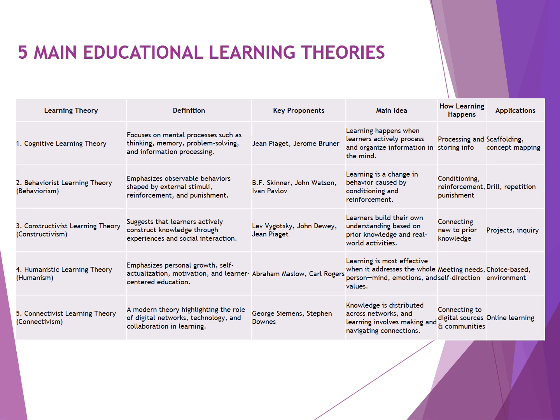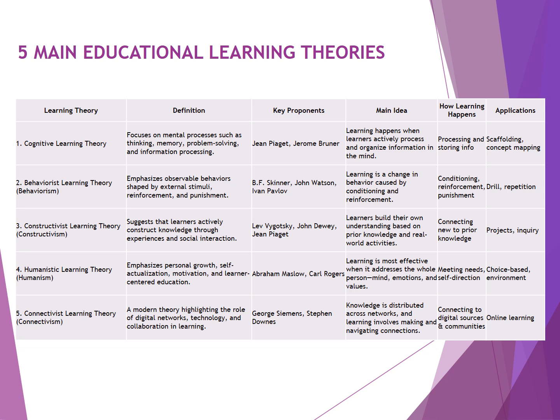4. Humanistic learning theory, humanism. Definition: emphasizes personal growth, self-actualization, motivation, and learner-centered education. Key proponents: Abraham Maslow, Carl Rogers. Main idea: learning is most effective when it addresses the whole person: mind, emotions, and values. How learning happens: meeting needs, self-direction. Applications: choice-based environment.